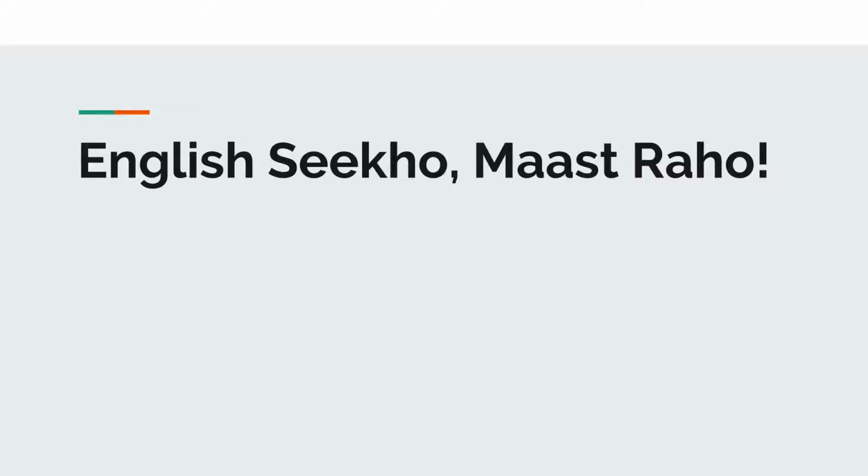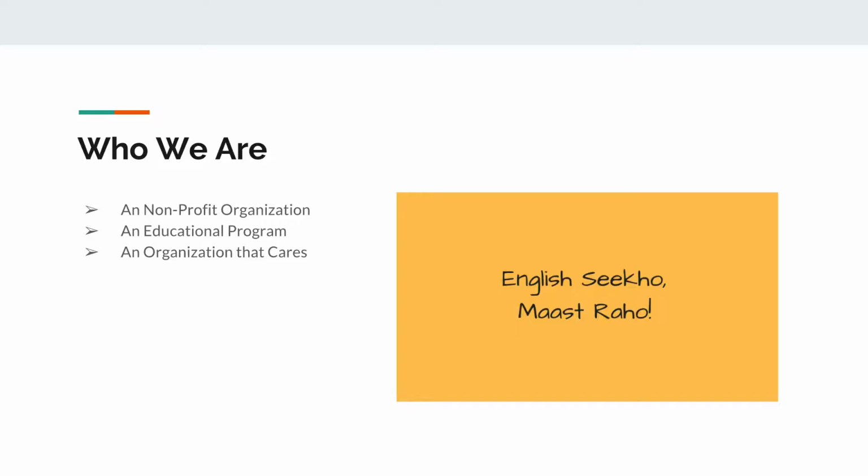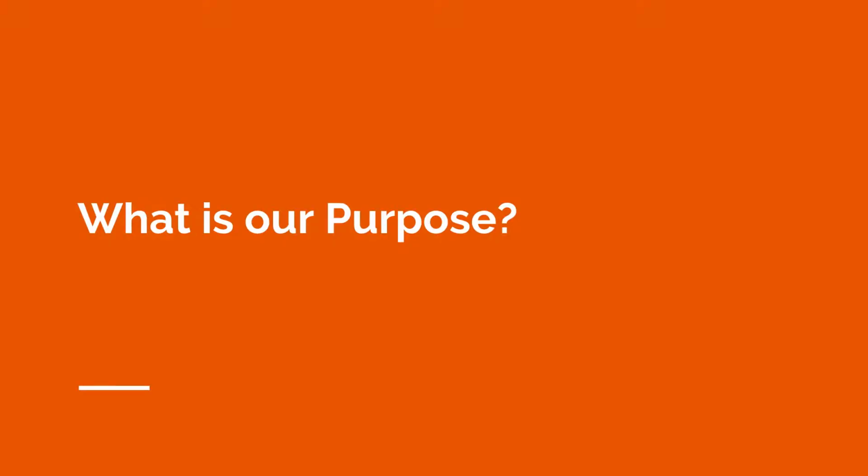I'm Vikrant Mahajan, the creator of English Seekho, Maast Raho, and in this video, I'll just be explaining what English Seekho, Maast Raho exactly is and why I'm doing it. So, who are we at English Seekho, Maast Raho? We are a non-profit organization that aims to teach and nurture children, specifically underprivileged children living in India or any underprivileged children who are having trouble learning English who happen to speak Hindi. We're an educational program that genuinely cares about the underprivileged children of the world, and we genuinely want to teach them.